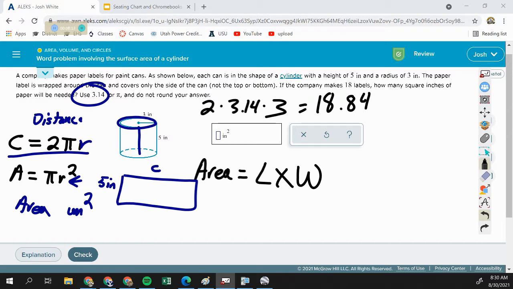18.84. So this is 18.84. And how do we find the area? Multiply those two together, and that will tell us how many squares there are inside of that. Does that make sense? Okay.